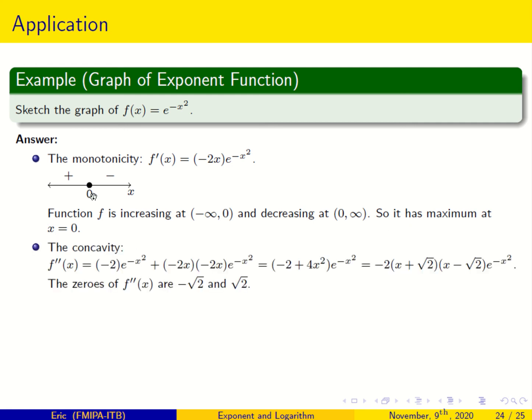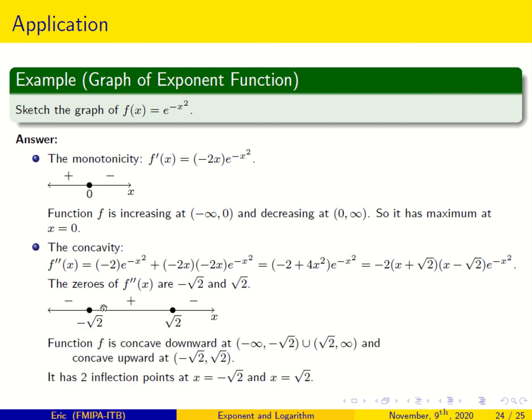What about the global one? Global, okay, for all real x. What about the concavity? I can find the second derivative, and in the end I have the zeros as this. I can look at the sign diagram: minus, plus, minus, so concave downward, concave upward, concave downward. It has two inflection points, that is minus square root of 2 and square root of 2.